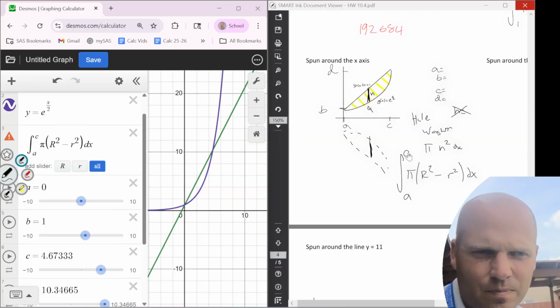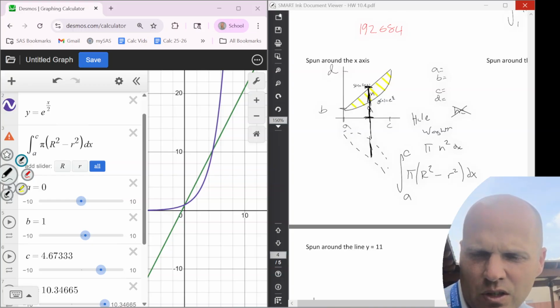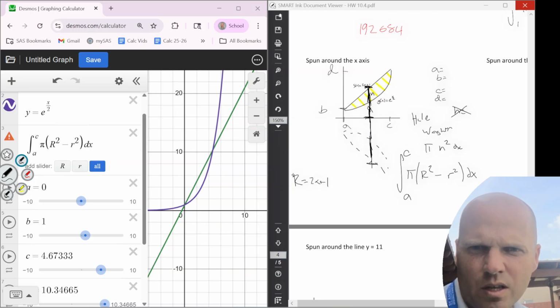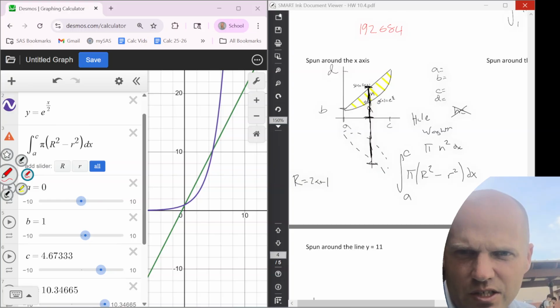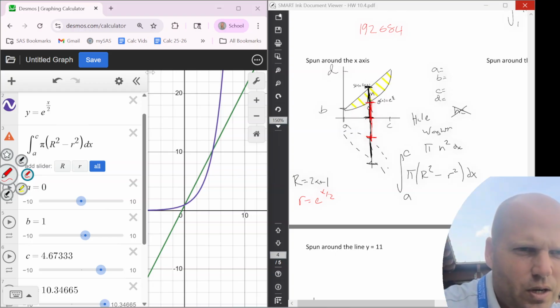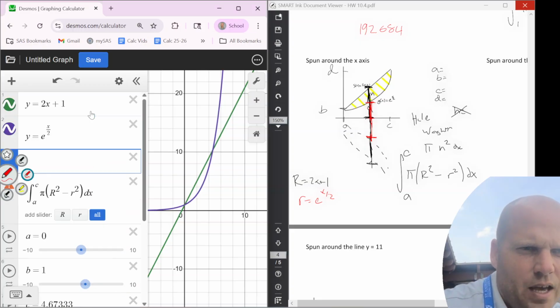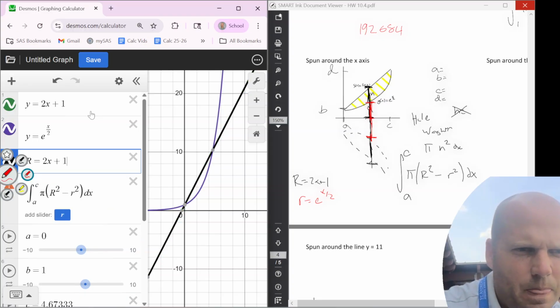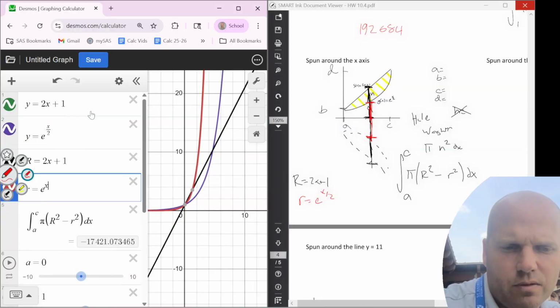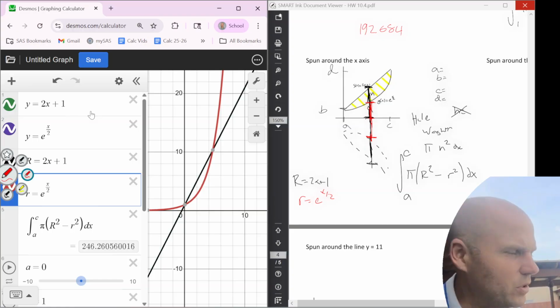I know I'm going from A to C. To understand the outer radiuses, I can see that the outer radius goes all the way to the bottom, and it's just going to go to the top. So my outer radius will be 2x plus 1 minus 0. And then my inner radius comes to this bottom. The inner radius is e to the x over 2. So the big R is 2x plus 1, and the small r is e to the x over 2. I'm good. That's my answer, 246.260.